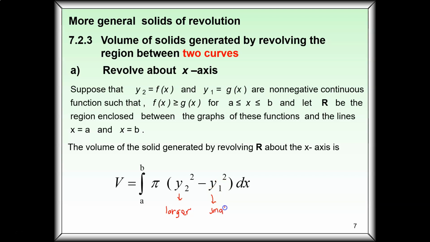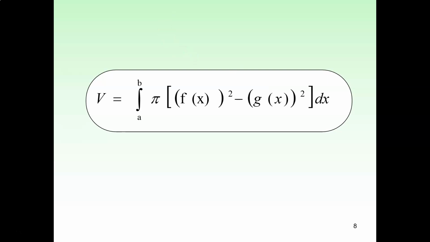Or, this one is on top of the graph, and this one is at the bottom. Okay. So when we look back at this formula, it is the same as before. We have pi, and then the function over here, which we square, with respect to dx. Why dx? Because it revolves about the x-axis. We rotate it around the x-axis. Okay, so this is the formula.